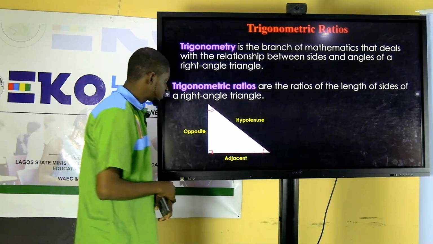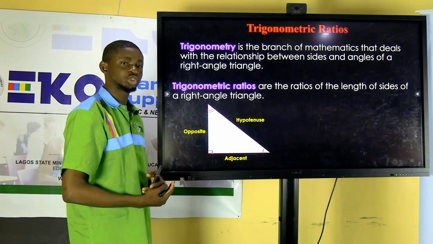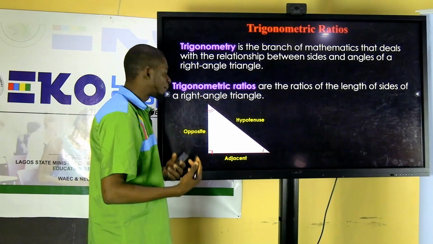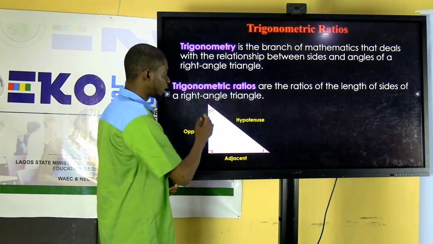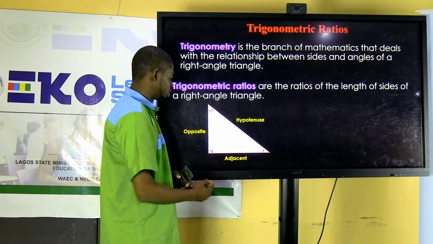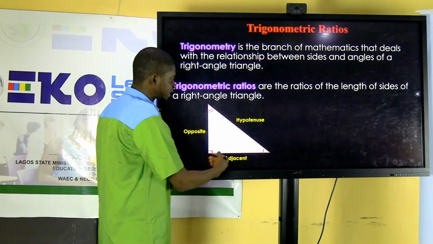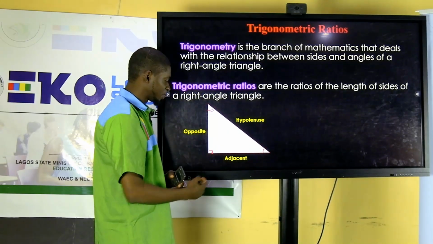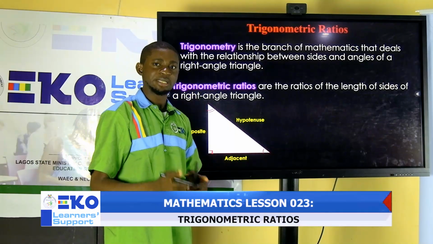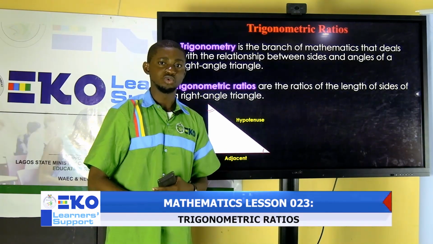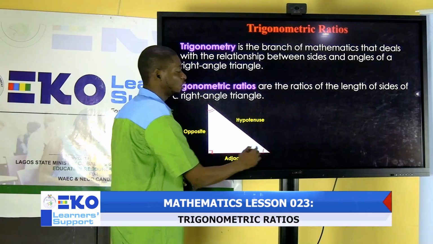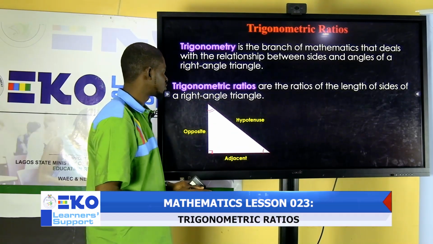So let's take a look at this. We have this, a right angle triangle. Don't forget some parts of the right angle triangle. The longest side is what we call the hypotenuse. That is the side that is facing angle 90. The adjacent side and the opposite side can be interchanged depending on which angle you are discussing. But don't forget, hypotenuse remains the longest side of a right angle triangle.